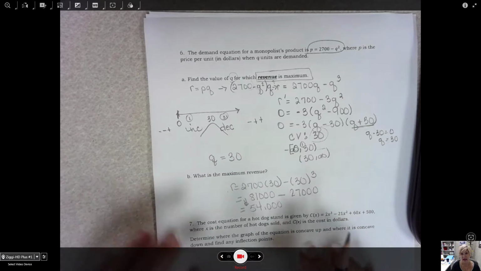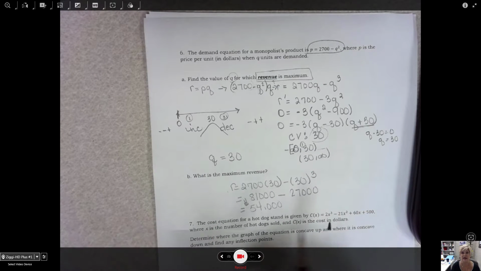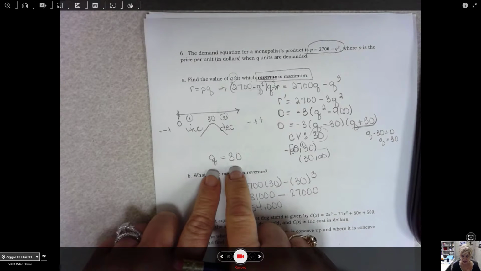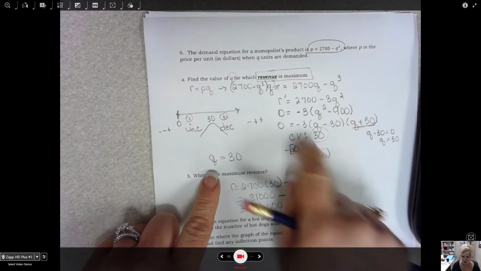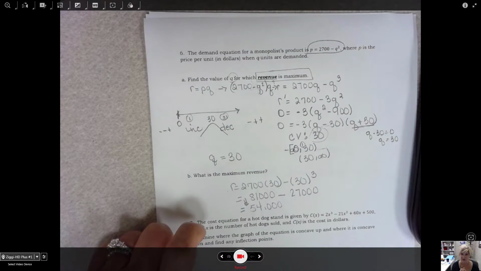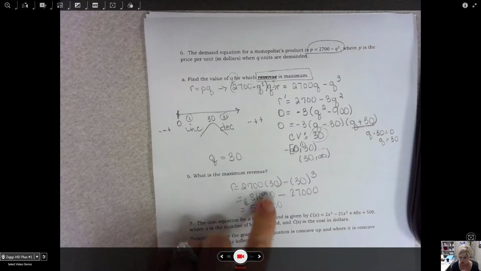Remember, we can find our max and min where it occurs, and then you plug in that max or min to the original function. In this case, we're talking about revenue, to find what revenue will be when Q is 30.